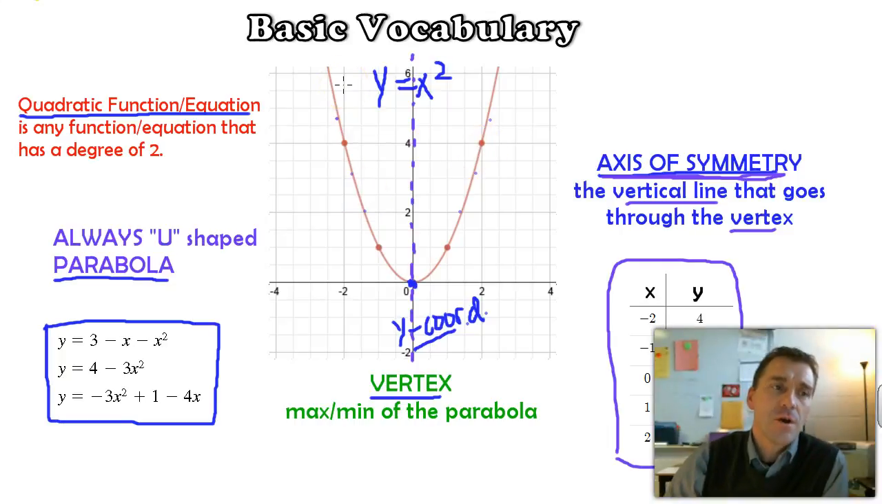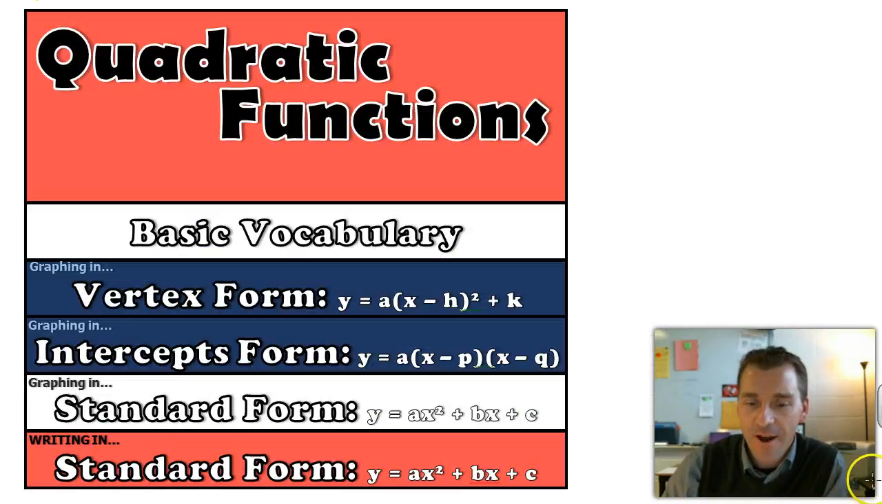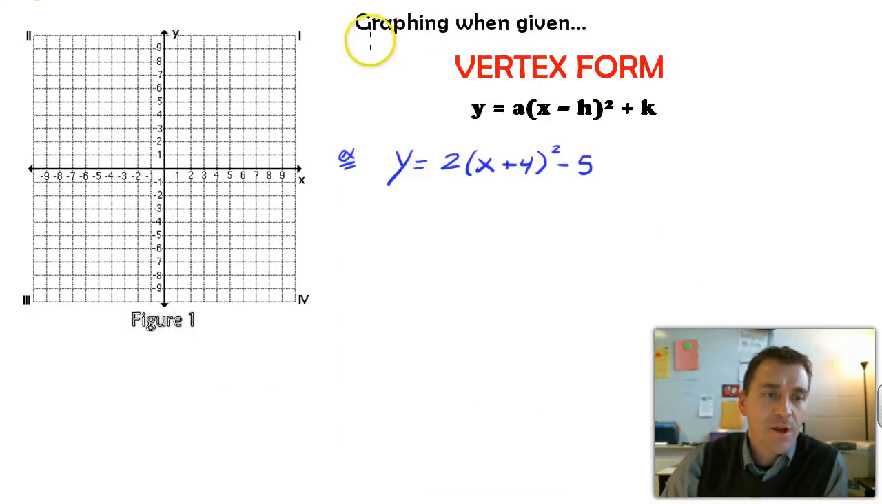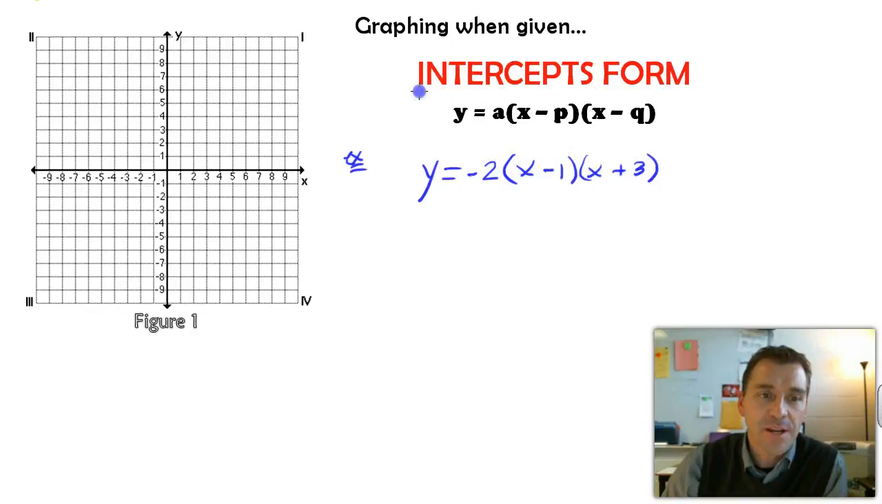So let's dive into, real quick, 2 examples. One example of how we actually graph a quadratic equation when it's in what we call vertex form. And then we'll go over here and graph one where we have it in intercepts form.